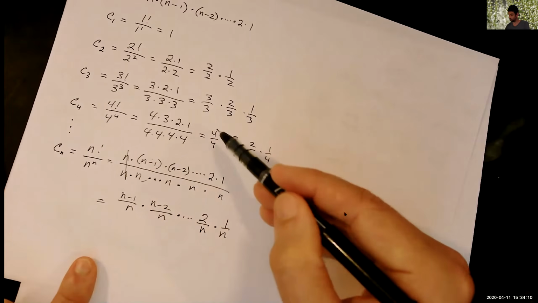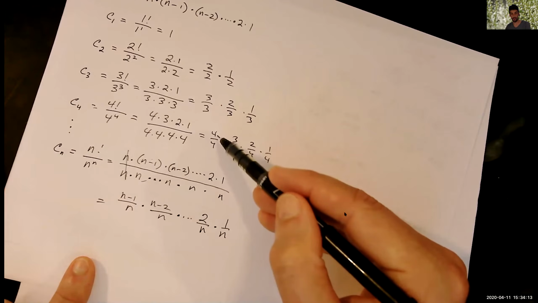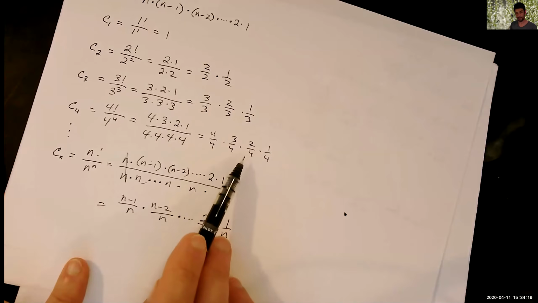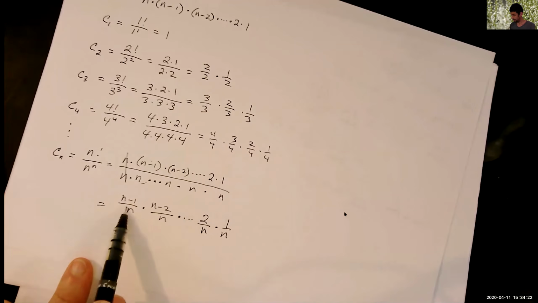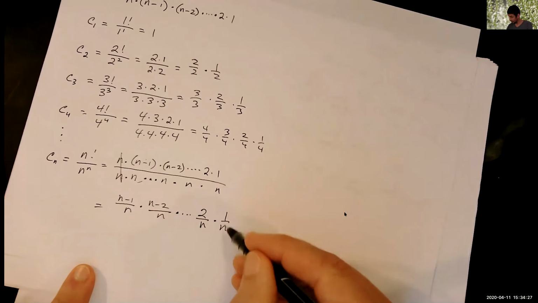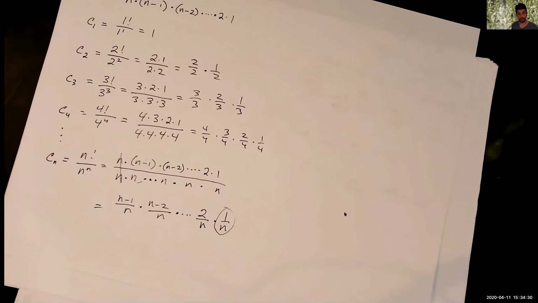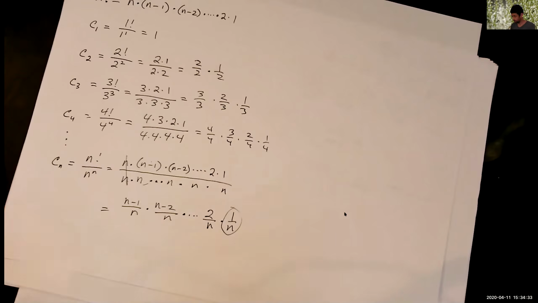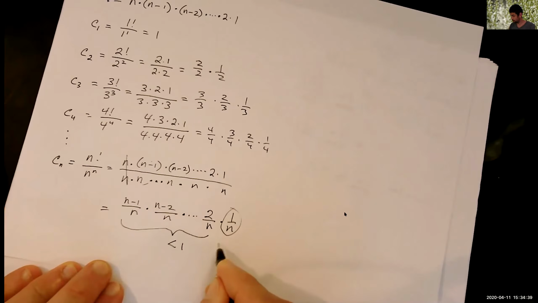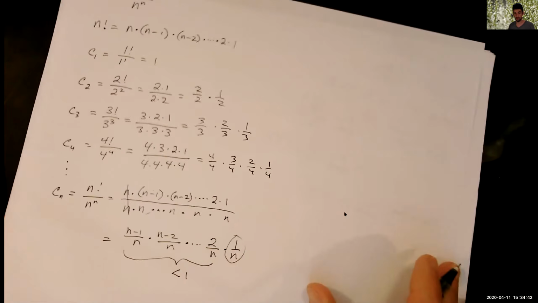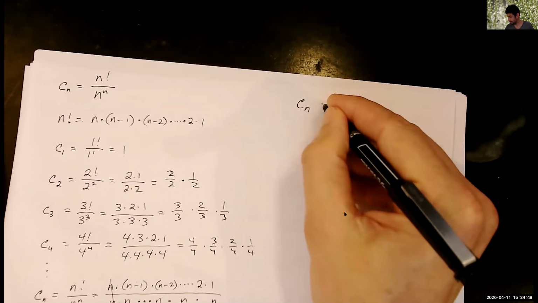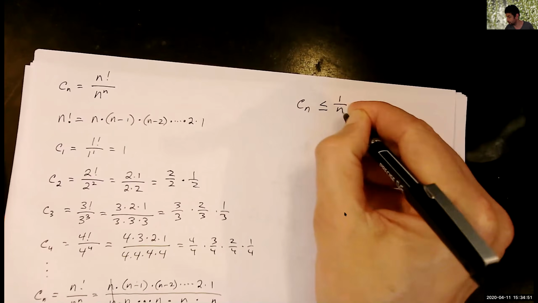So in all these cases, we get a 1 in front, and then we're just multiplying it by all of these numbers that are each smaller than 1. Okay. And at the end, we have a 1 over n. So all of these numbers here are less than 1, and we're multiplying them by 1 over n. What does that mean? Well, I can say C sub n has got to be less than or equal to 1 over n.